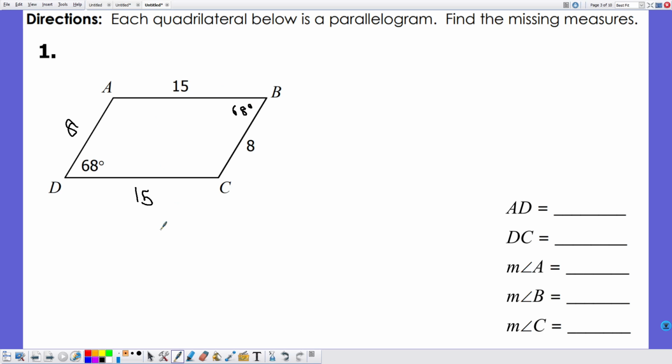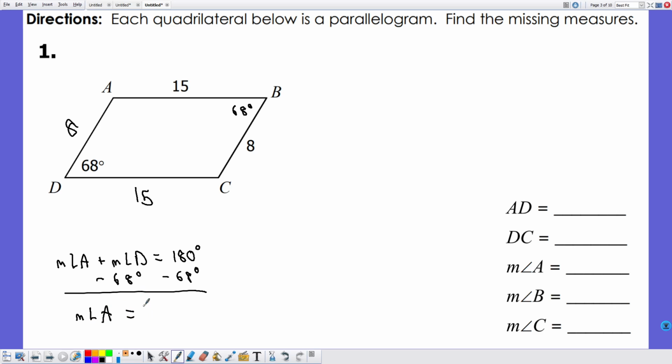Consecutive angles are supplementary. So for example, the measure of angle A plus the measure of angle D is equal to 180. But we know angle D is 68 degrees. So if I subtract 68 degrees on both sides, the measure of angle A is going to be equal to 112. So that's cool. 112, and angle C would be congruent to A.